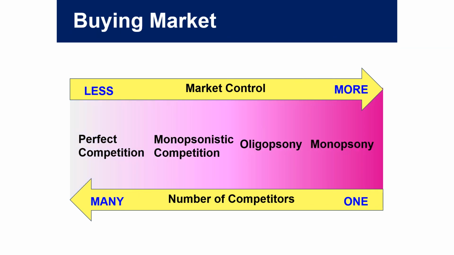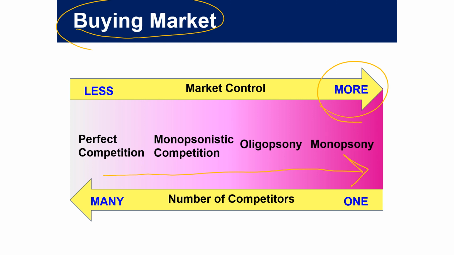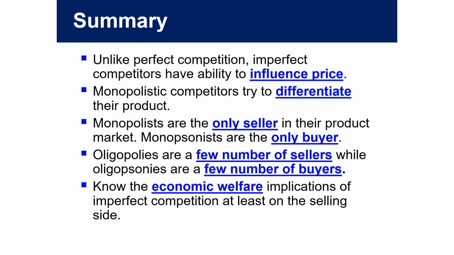And on the flip side of that, in the buying market, the fewer the number of buyers, the more control over price, quantity, and the market in general they're going to have, and the more buyers there are, the less control they're going to have over the market. So those are just two good pictures that help summarize some of those concepts.